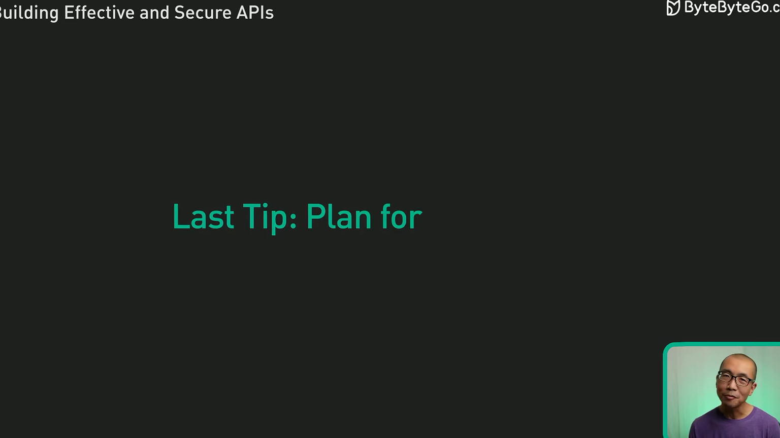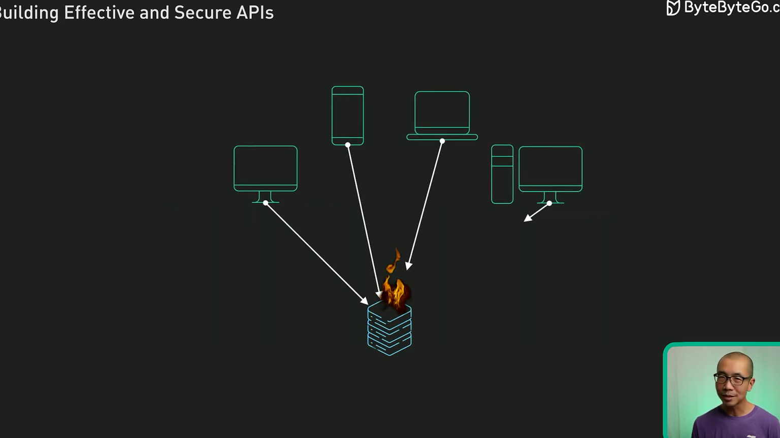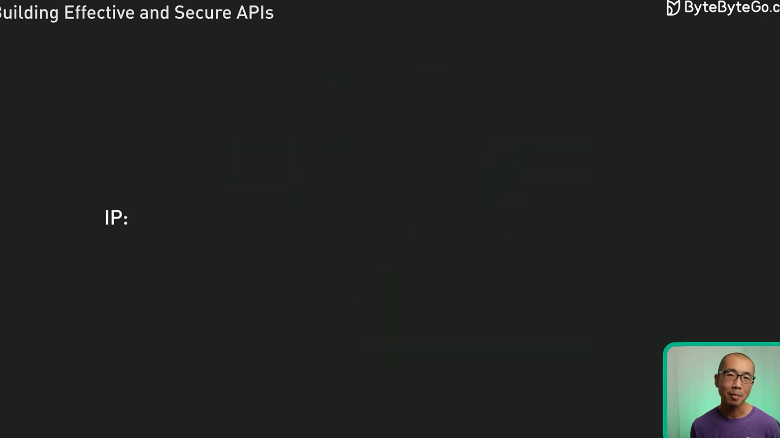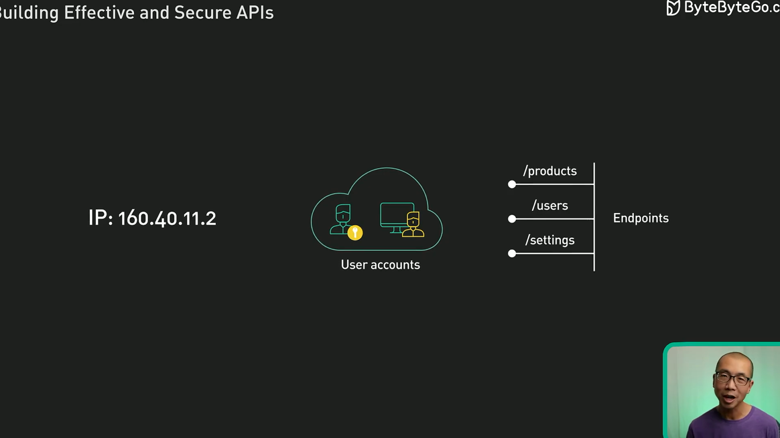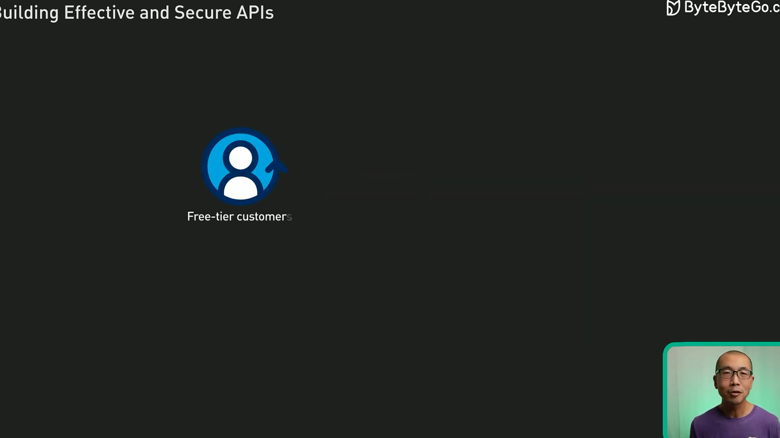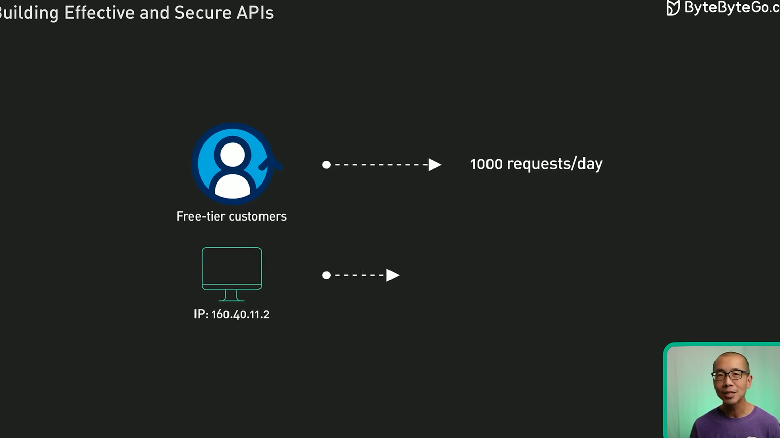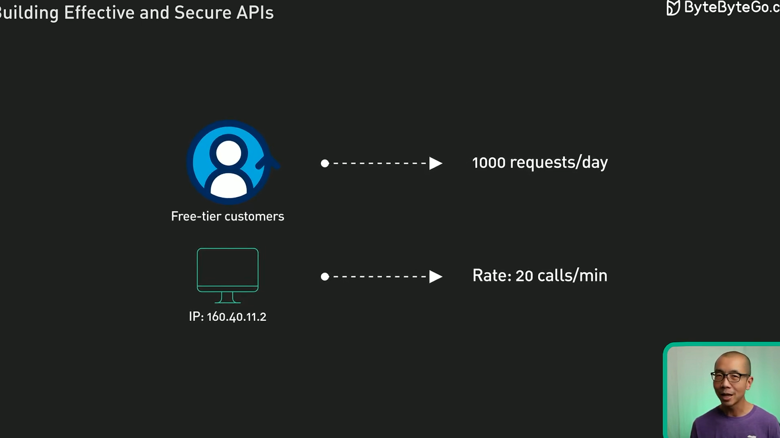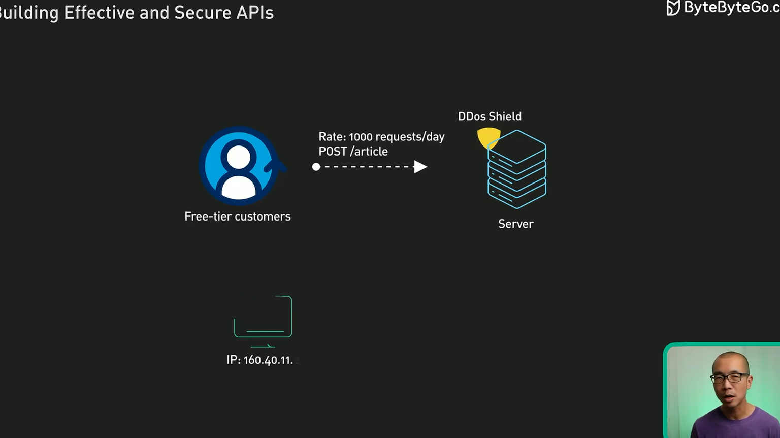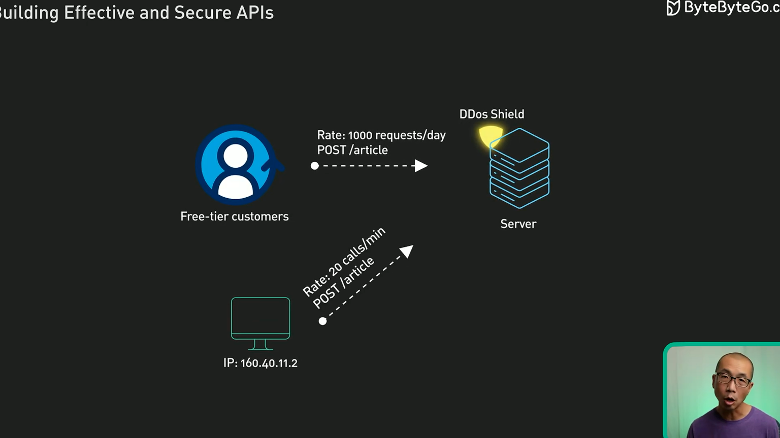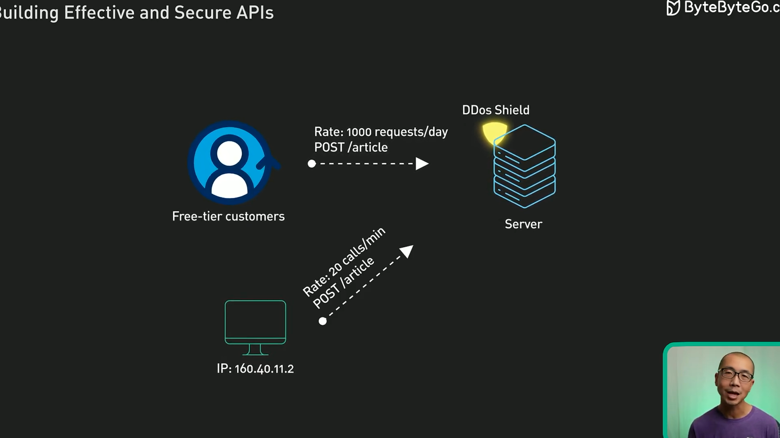Last tip, plan for rate limiting. This protects APIs from overload or abuse. Set request quotas based on dimensions like source IP addresses, user accounts, or endpoint categories. For example, free tier customers may get 1,000 requests per day, and any single IP is capped at 20 calls per minute. These quotas not only protect the infrastructure, but encourage fair use as part of the service contract across all clients. It also reduces the attack surface from DDoS attacks.